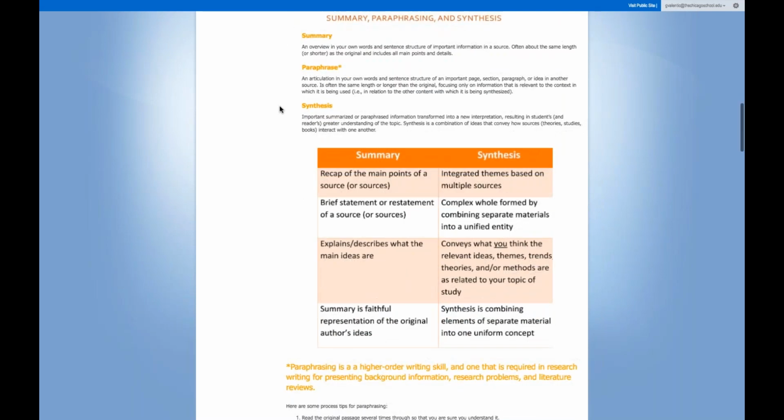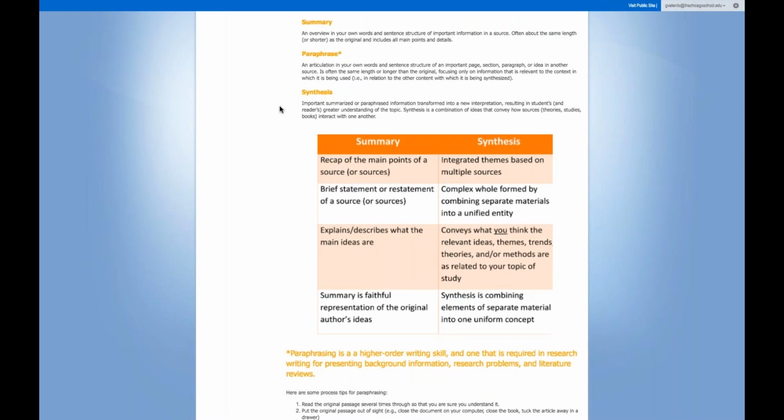So here is a graph that we can use to understand the basics of the difference between summary and synthesis. A summary is only a recap of the main points of a source or multiple sources. However, synthesis is integrated themes based on multiple sources. So I'm never summarizing a single source in synthesis. It isn't possible to perform synthesis without multiple sources.